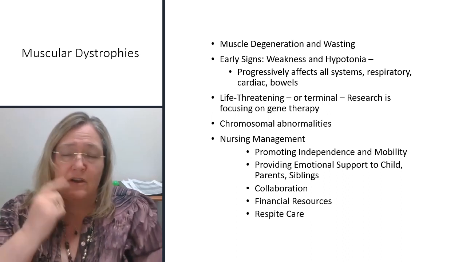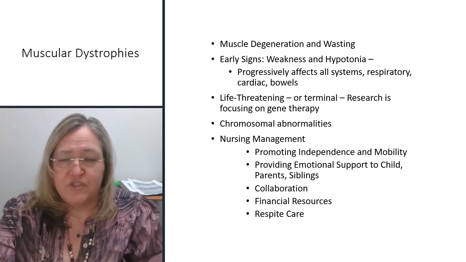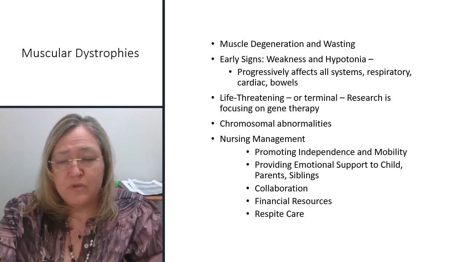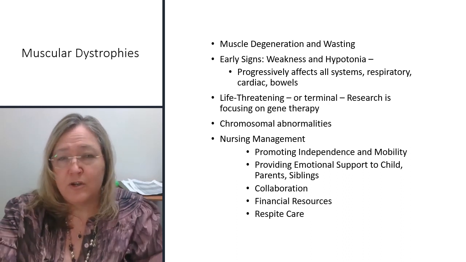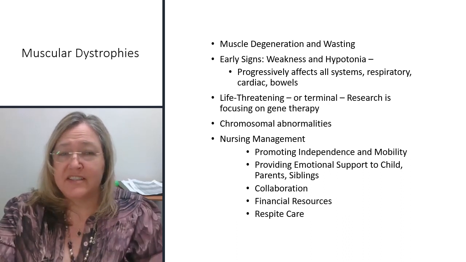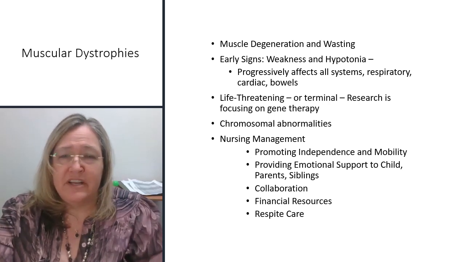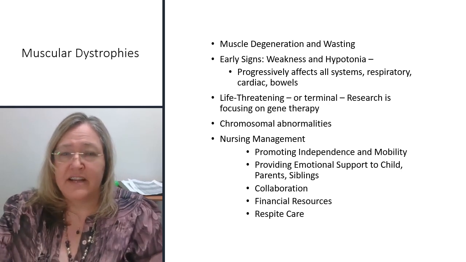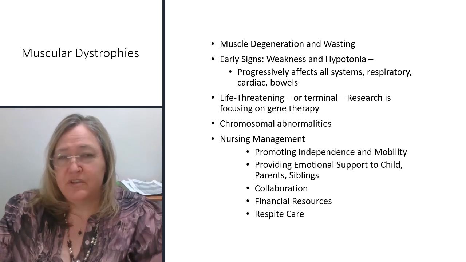Research is focusing on treating this with genetic therapy. It's caused by a chromosomal abnormality, and this is one of those conditions where there's long-term care. So the family usually has a significant burden placed on them having to care for the child, so they may need resources, financial resources, respite care, things of that nature. And then with all chronic illnesses, remember the siblings need emotional support in addition to the parents.